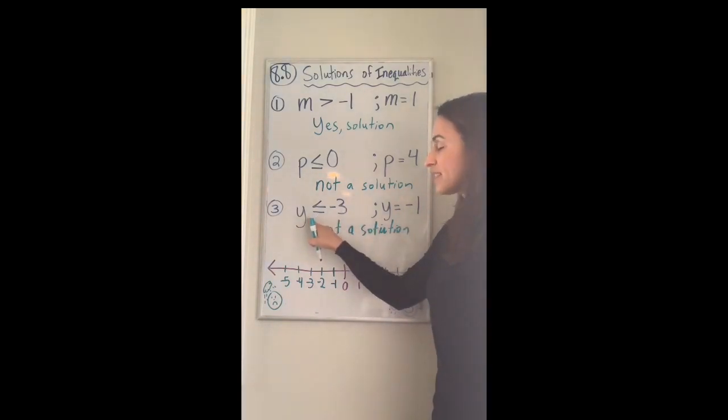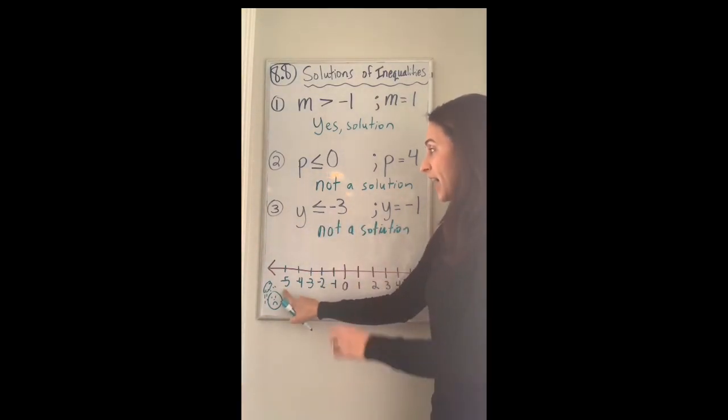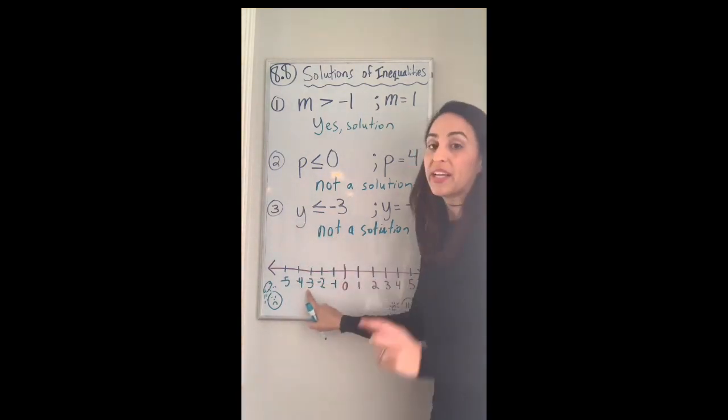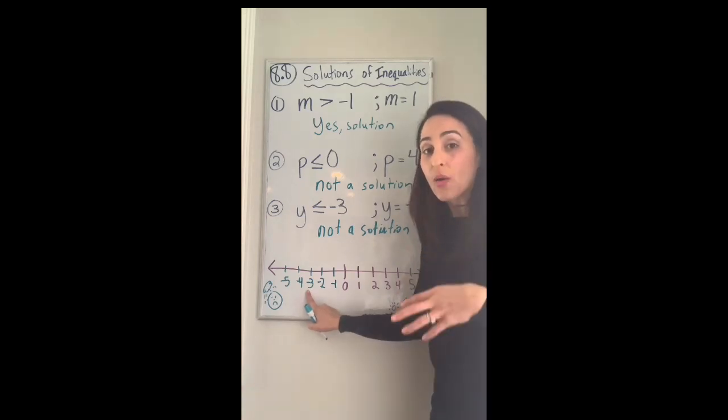What if I would have said y was -5? Is -5 less than or equal to -3? Yes. What if I would have said y is -3? That is equal to. So that works as well.